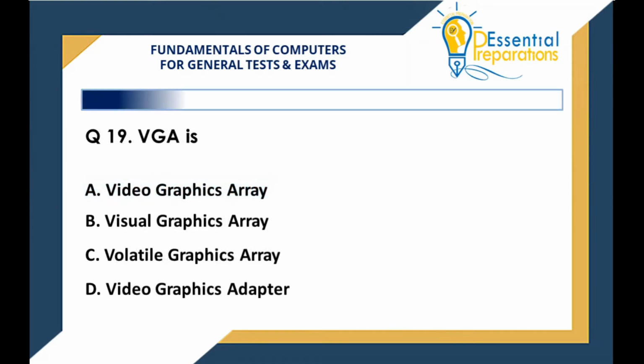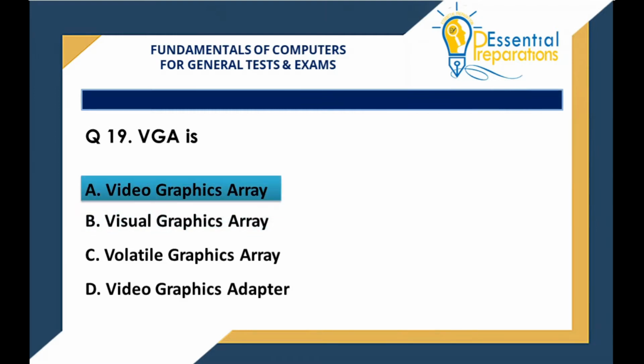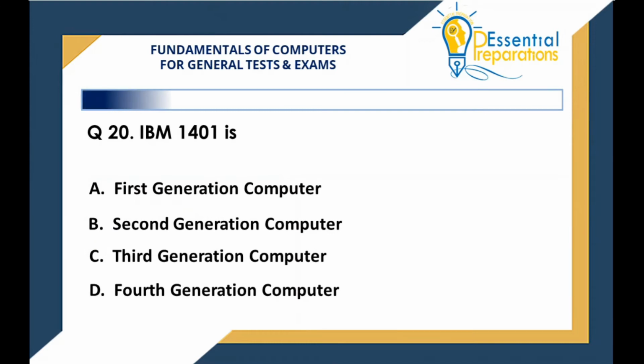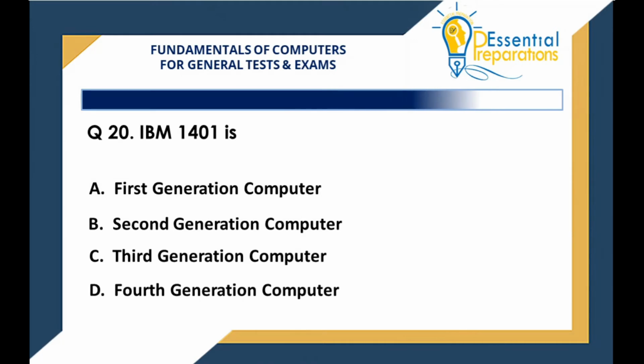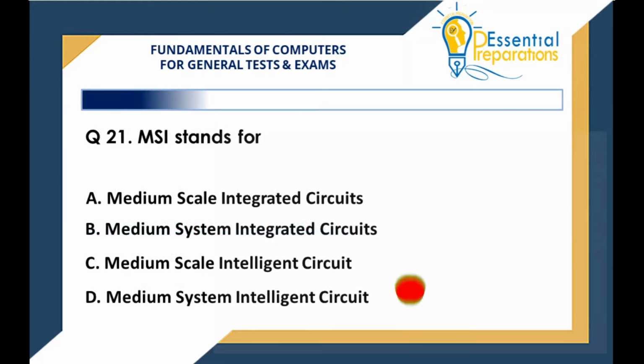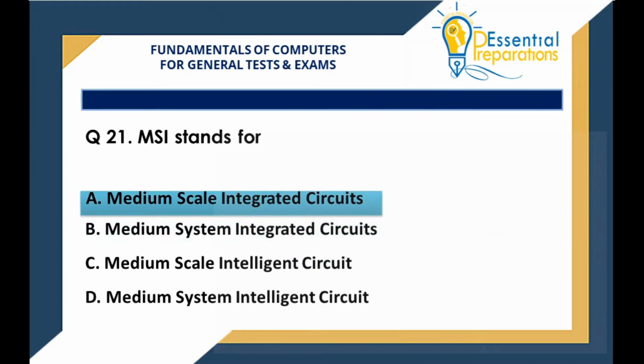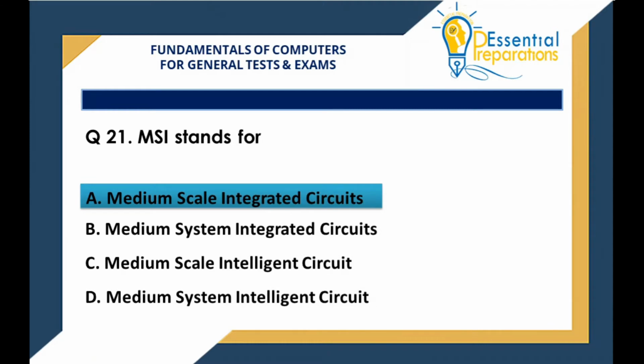VGA is A. Video graphics array. IBM 1401 is B. Second generation computer. MSI stands for A. Medium scale integrated circuits.